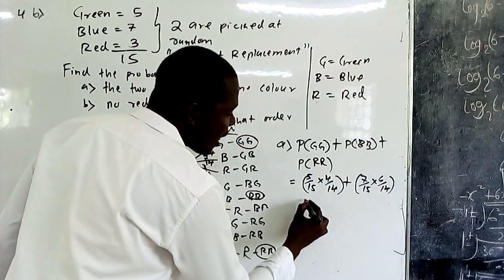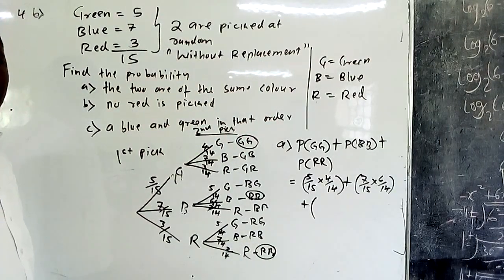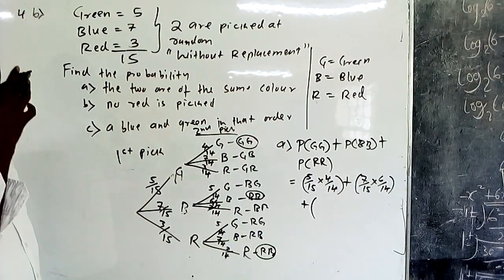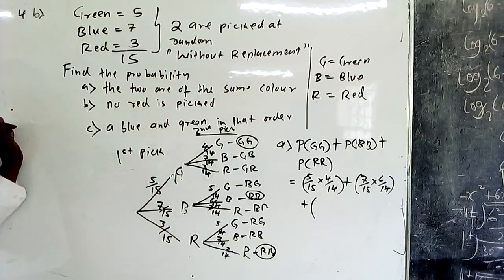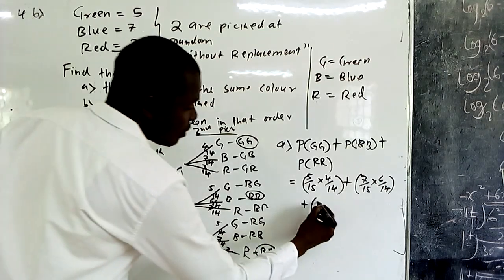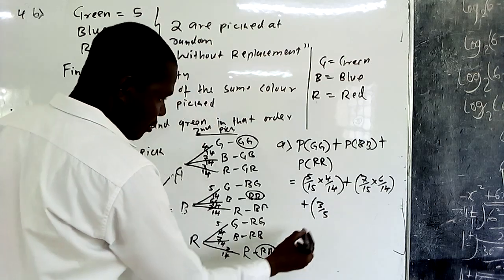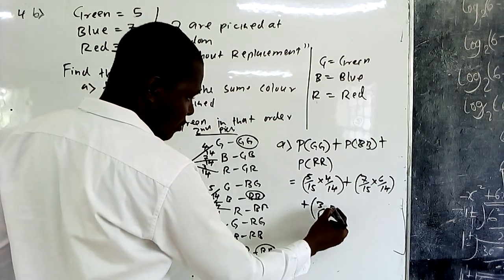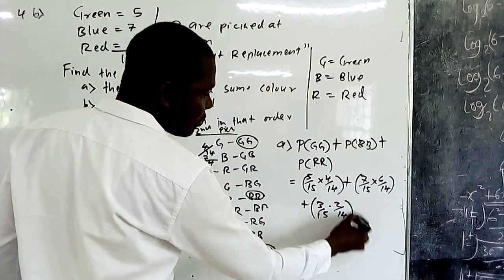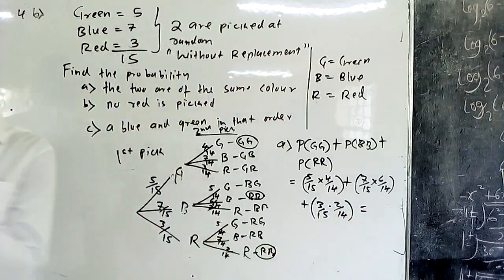Then you move to the next one, plus 3 over 15 times 2 over 15. What do you get? Calculator.